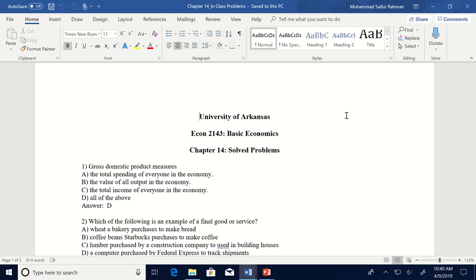Anyone? D. Why is A not the correct answer? So wheat a bakery purchases is an intermediary good because they are trying to make bread. Coffee beans Starbucks purchases is an intermediary good or raw material. Lumber purchased by a construction company because they are trying to make furniture or structures for the house, you know, to build the house, are all examples of intermediary goods. But if the government purchases a computer, the government is going to use that. So that is an example of a final good. Very good.